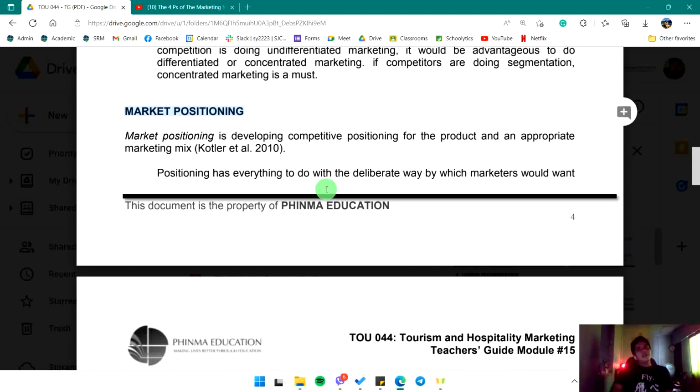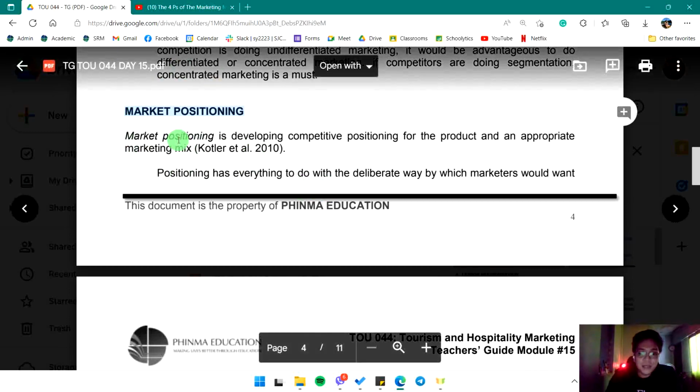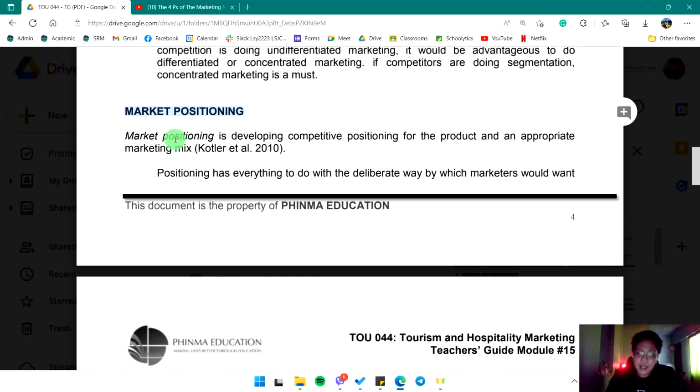And to tell you honestly, market positioning is also very important when it comes to your business, lalo na pag nag-exist na siya. Especially if your business is at the introduction and at the growth stage of the business. Mahalaga na alam natin kung saan nga ba nakaposisyon ang ating business ngayon.